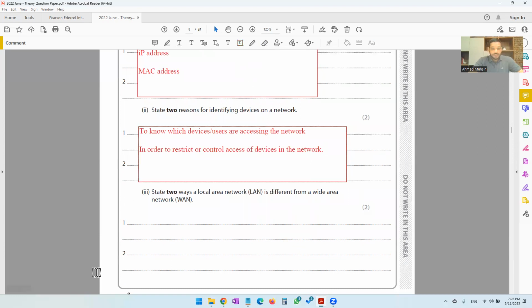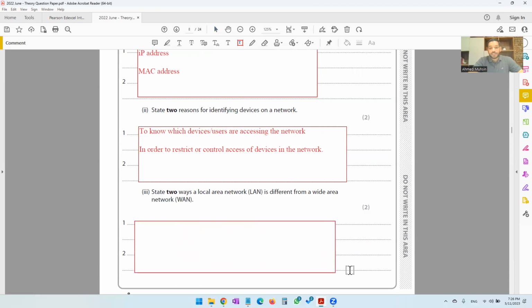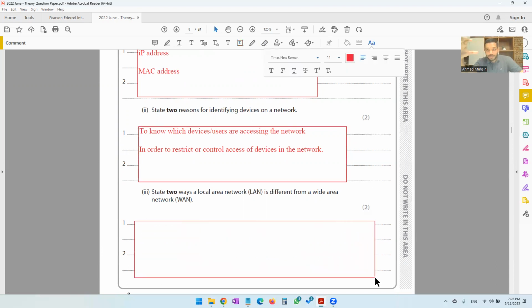The first thing that we can talk about is we can say a local area network is a network that is only accessible within a specific location. So within a building, within a house, within an organization. A local area network is always accessible within a certain location only. A wide area network is a network that can be accessed across the globe. So you can say LAN is accessible only within a specific location, while WAN can be accessed across the globe.